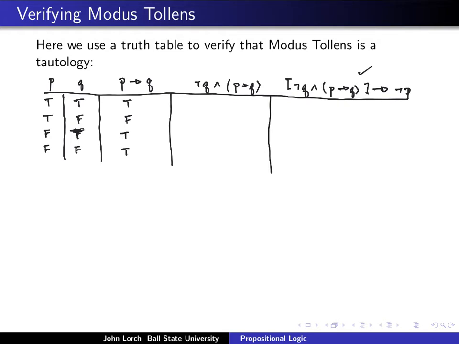And now we look at not Q and if P then Q. So remember, the and statement is going to be true exactly when both of the components, not Q and if P then Q, are true. So that only happens in the last row. Everywhere else, it does not happen.